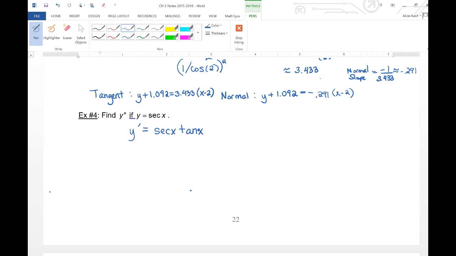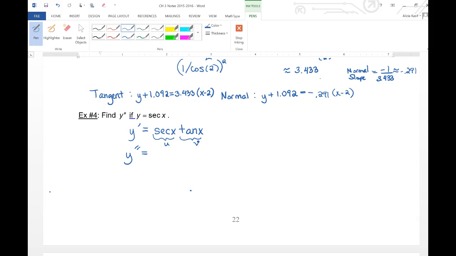And then it's secant tangent and then secant squared. How did we get that? Because I took secant again, and then I took tangent, and then it's secant squared. No, you can't do it like that. You have to do the product. Gotta use the product rule.